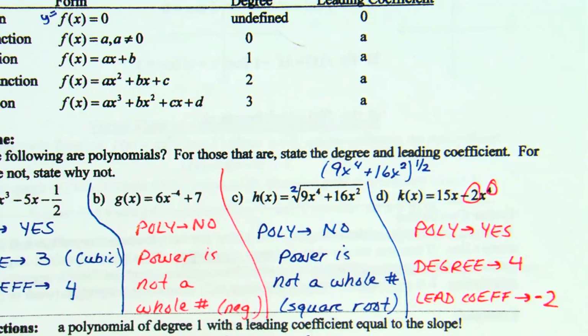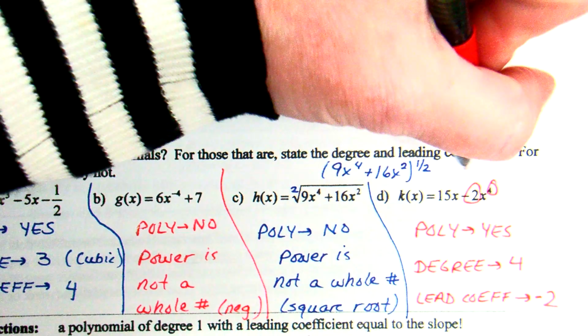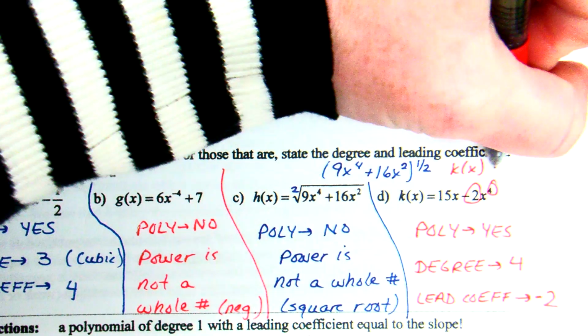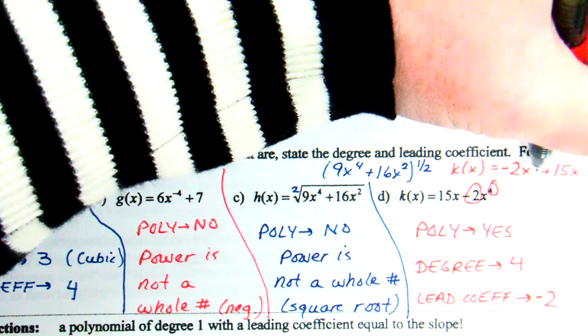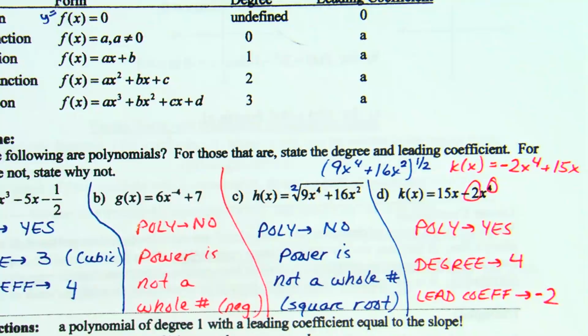And it basically comes down to, could you rewrite k of x in the order it's in? If it makes you happier, you could rewrite this and say that this is -2x to the fourth plus 15x. You could do that if that would make life better for you. Okay. Questions here? Okay. Moving along then.